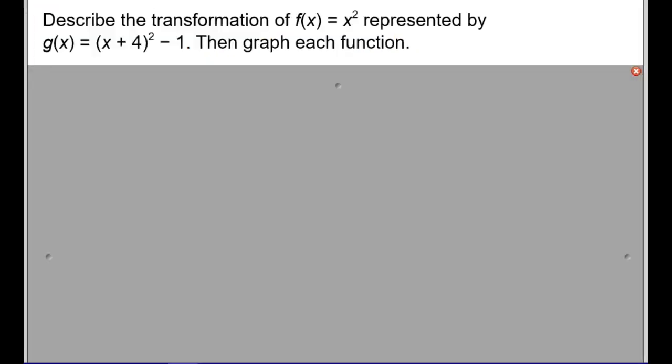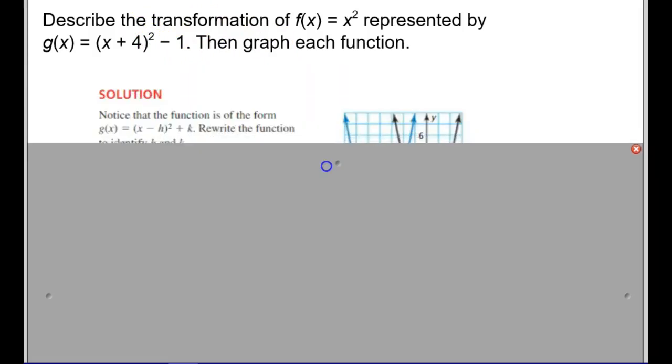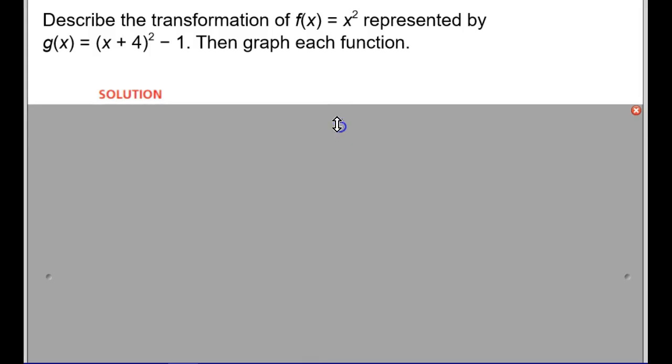So describe the transformations of f of x equals x squared. Here's our parent function. And then we're going to do the transformations to get us to x plus 4 squared minus 1, and then graph each function. The first thing I notice is that the things I've changed are that I have a value here, and I have a value here. And I'm going to use different colors.